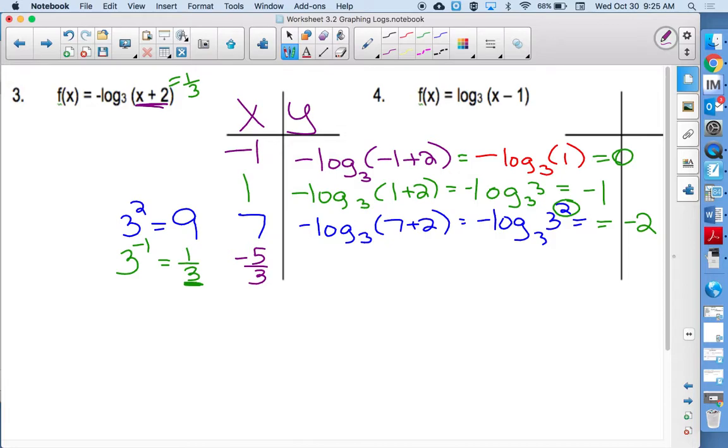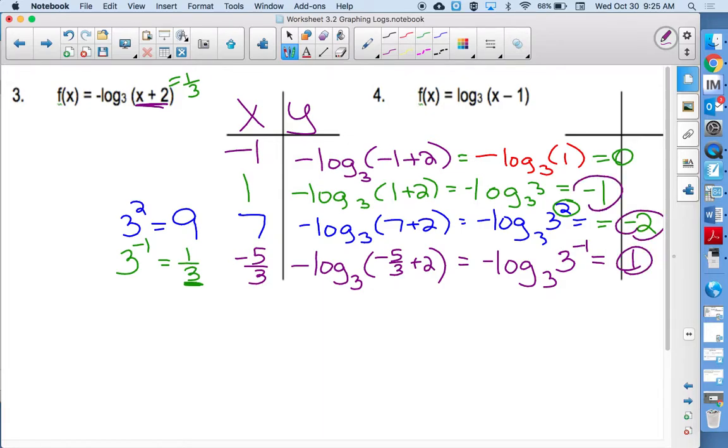The exponent property. So now I have negative log base 3 of negative 5/3 plus 2, which is 1/3, or 3 to the negative 1. So this y value becomes 1 because it's a negative 1, and then I multiply it by a negative, so it's a positive 1. So now I have 4 y values to graph with my 4 x values.